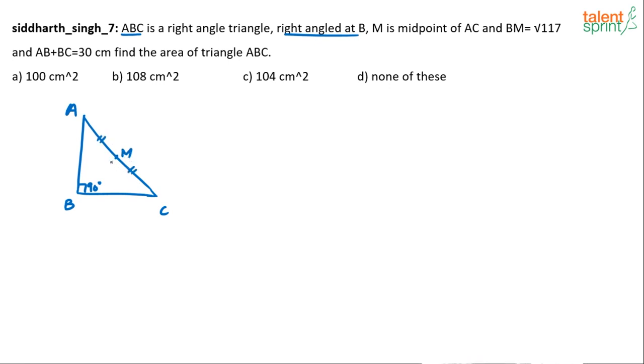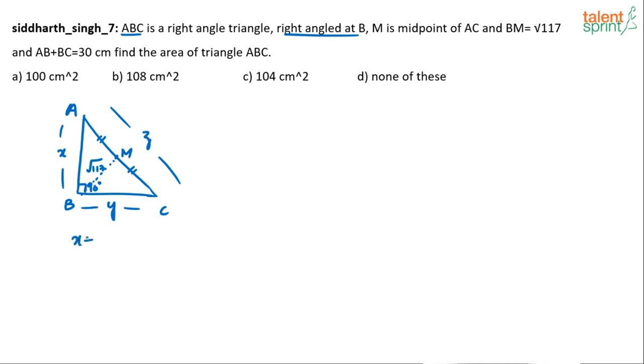And BM is this value, root 117. BM equals root 117. And then AB plus BC equals 30 centimeters. So let's assume that AB is equal to X, BC equals Y, and AC is equal to Z, right? This length is Z. This is X and this is Y.